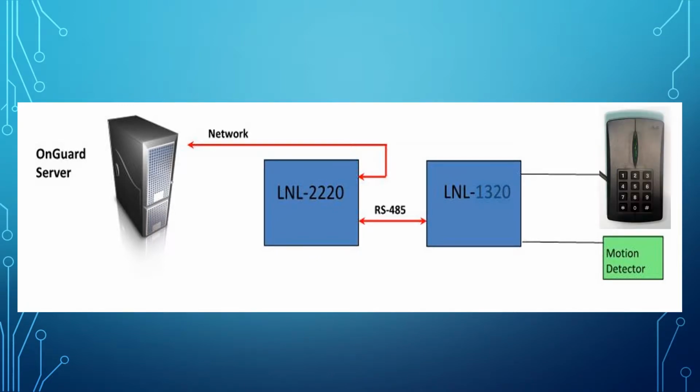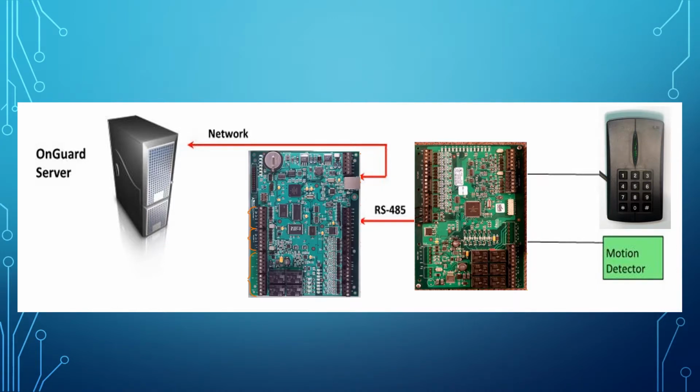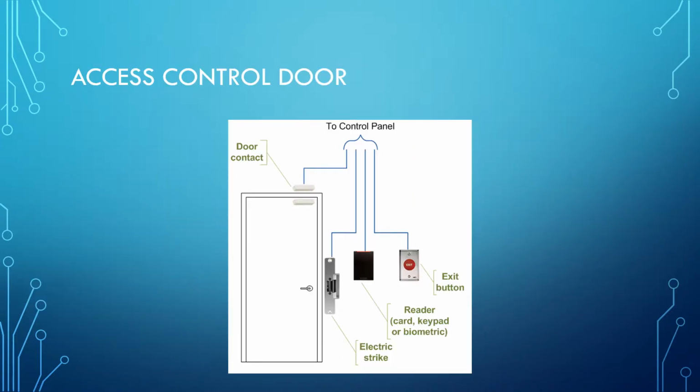So you have a card reader. When you present your card, that information goes to the reader interface board. That communicates with the controller board, which talks to the server. So when you use your card, that information goes back to the server, which is storing a database and all the software. If it sees that you do have access to the door, it provides voltage to the electric strike, which opens the door for you.